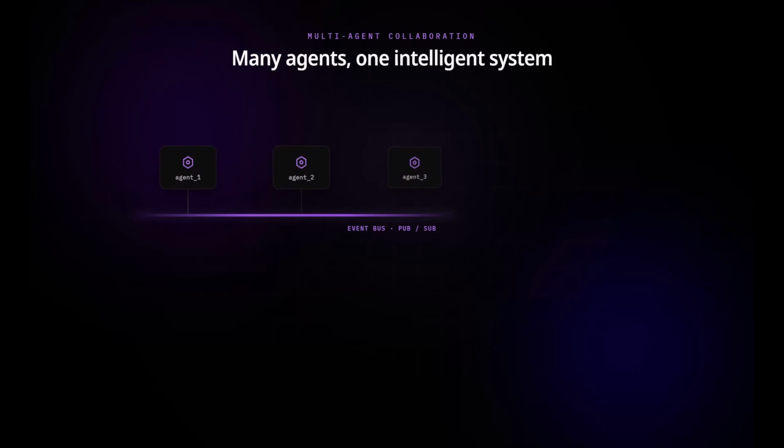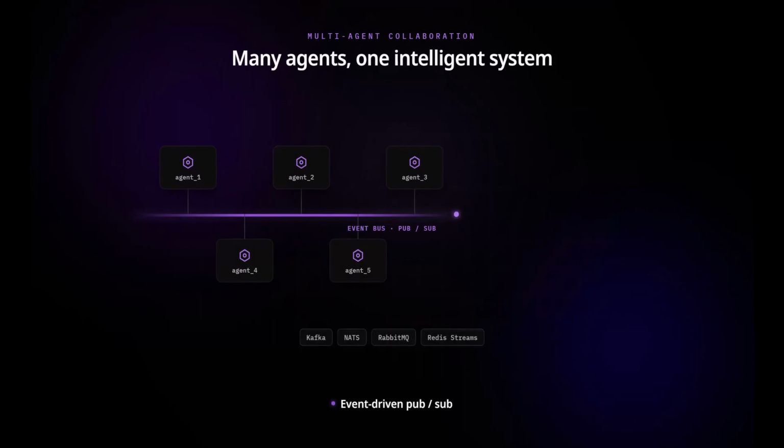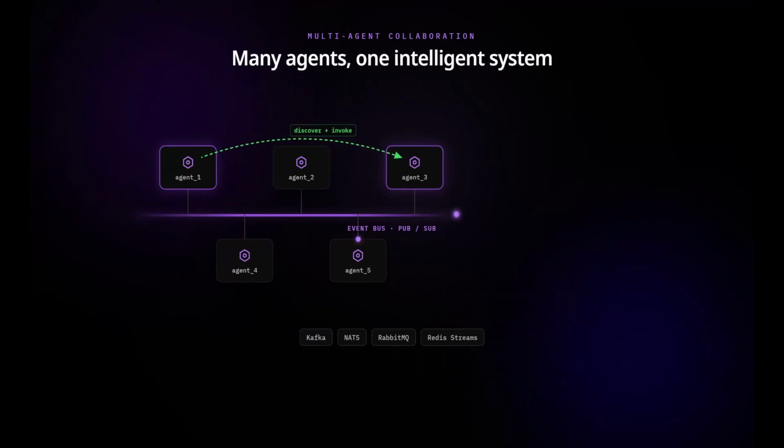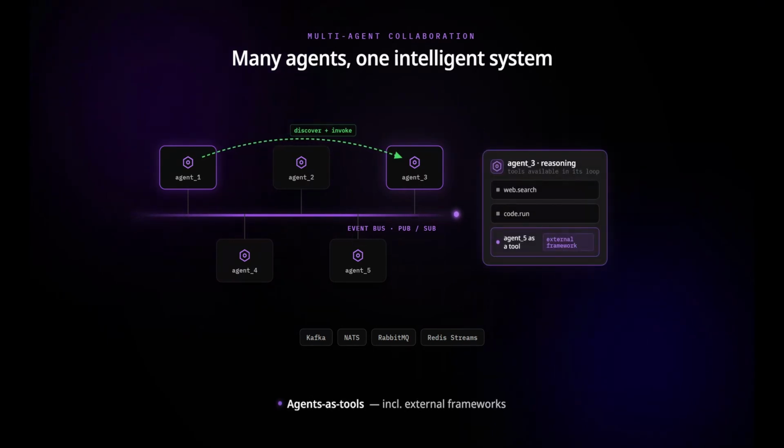The real power of agentic systems emerges when agents can collaborate seamlessly. Bud Agent Runtime enables this through an event-driven architecture where agents can communicate, discover, and invoke one another dynamically. An agent can even use another agent as a tool within its own reasoning loop, including agents built on external frameworks, making it possible to orchestrate complex multi-agent workflows as a single intelligent system.